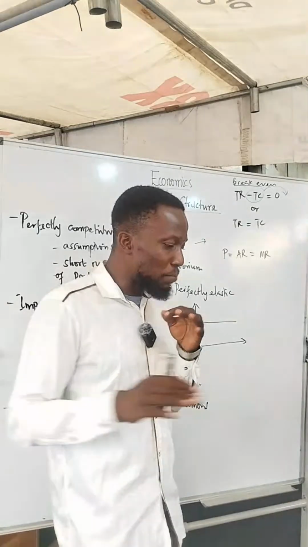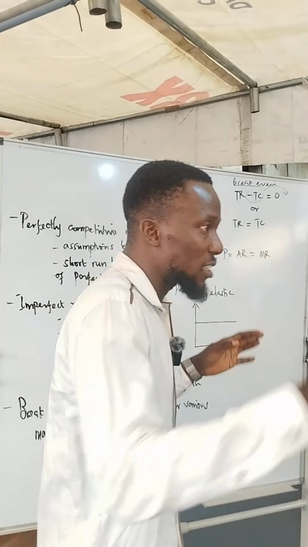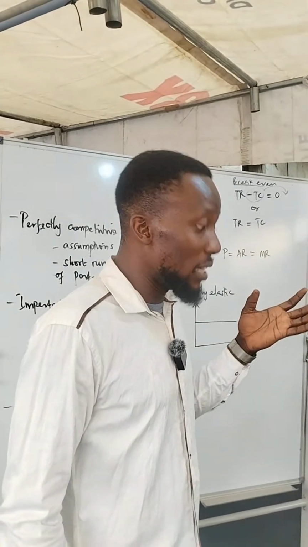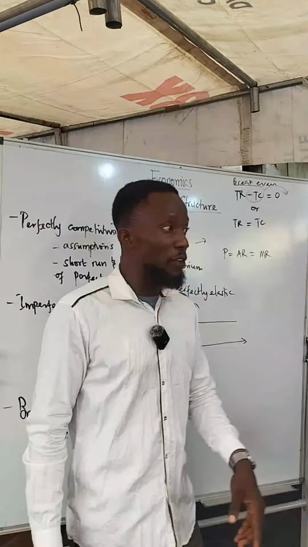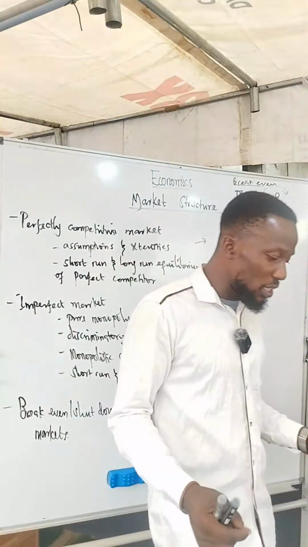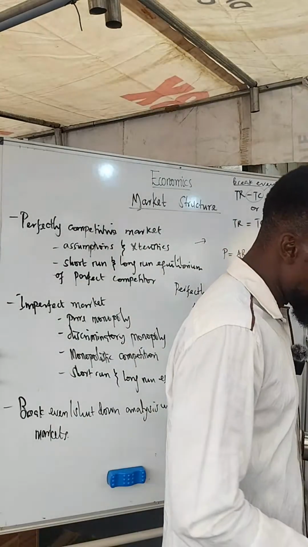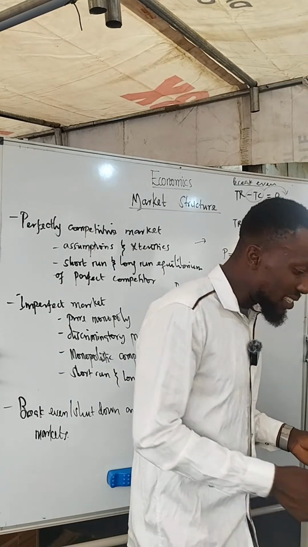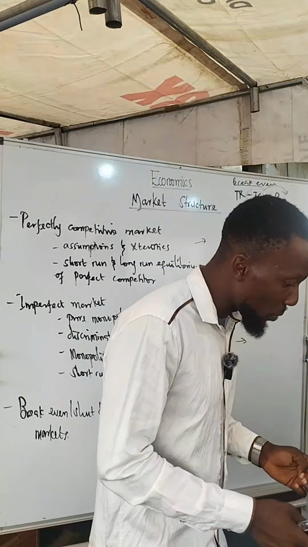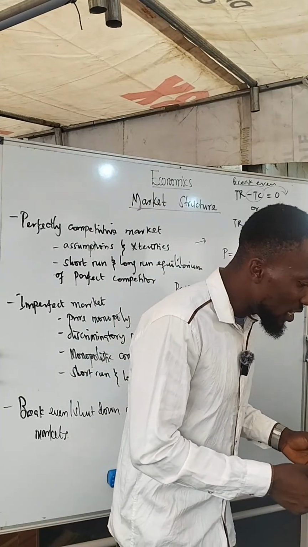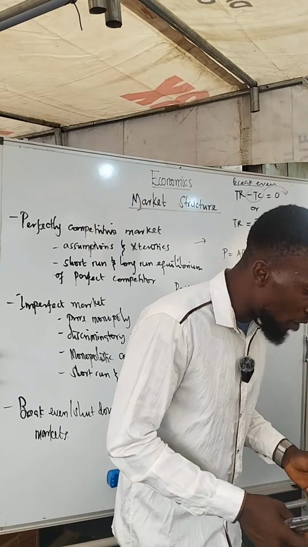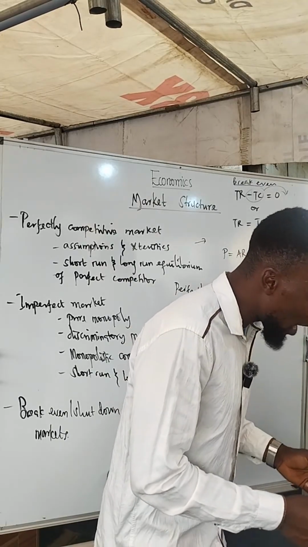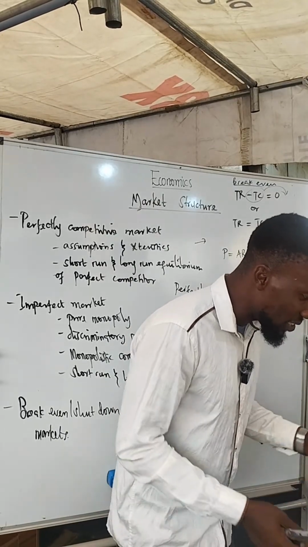Now let us look at price and output determination. We've already explained that, but let me quickly read through. A perfectly competitive firm cannot influence the price ruling in the market. All the firms in the market are price takers. Price is determined by the forces of demand and supply. It should be noted that the industry hands over price to individual firms. The demand curve faced by a competitive firm is a perfectly elastic demand curve.